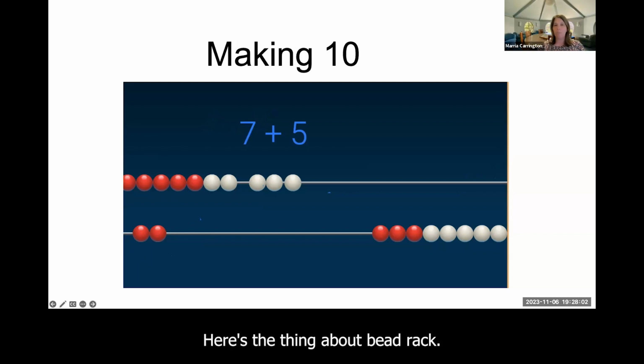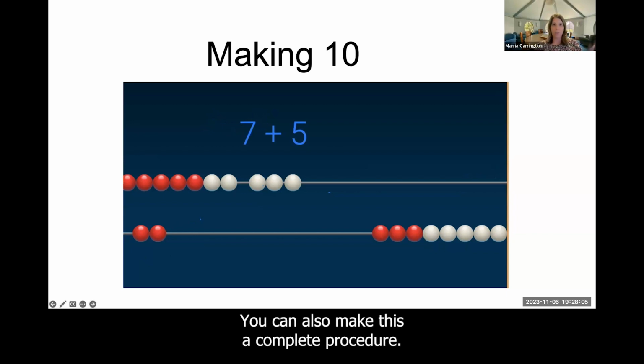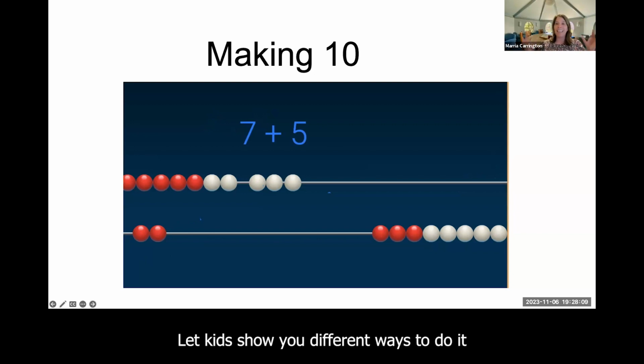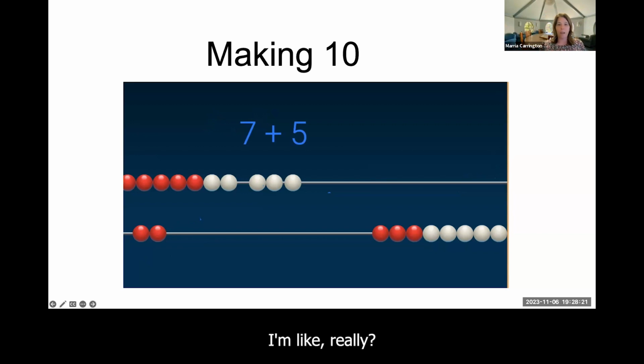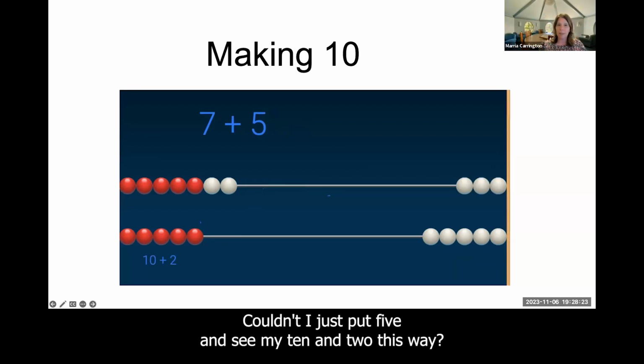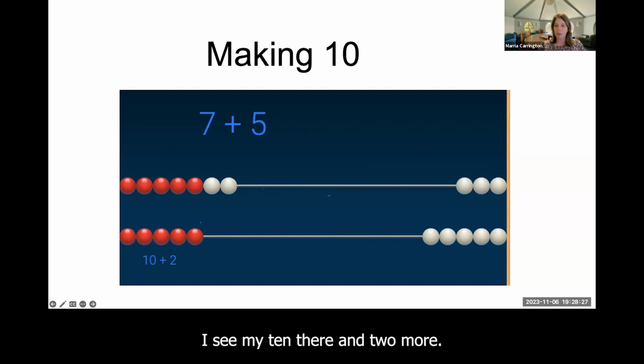Here's the thing about bead rack. You can also make this a complete procedure. Don't do that. Let kids show you different ways to do it and let them notice what's happening. Otherwise, again, it's another procedure. So often I've heard people say, oh, you always got to fill that top row. And I'm like, really? Couldn't I just put 5 and see my 10 and 2 this way? I see my 10 there and 2 more.